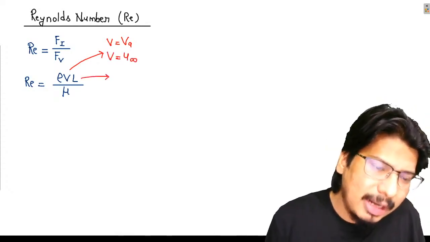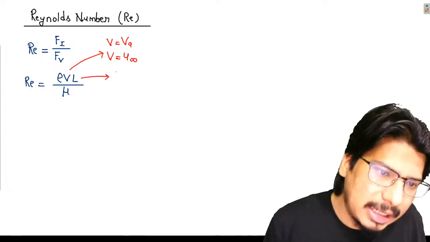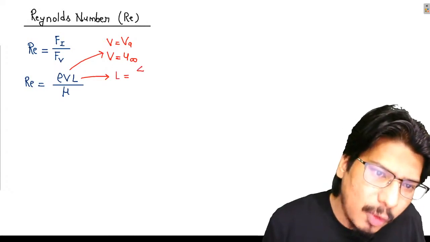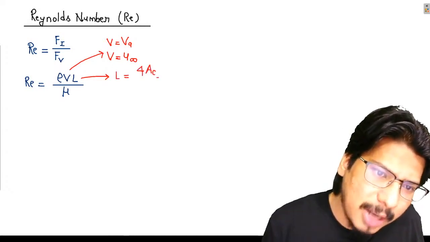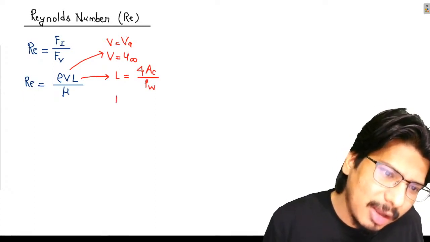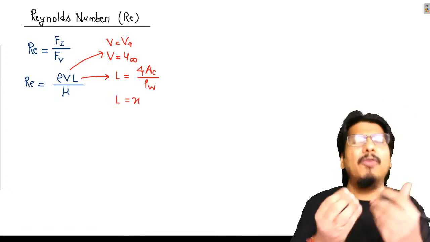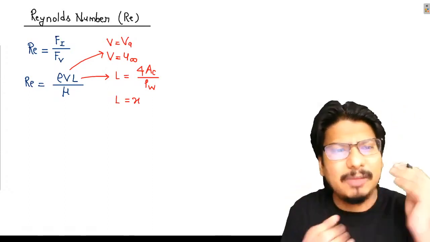What is this capital L? This capital L is the characteristic dimension. For internal flow, this was equal to 4 into area of cross section divided by wetted perimeter. Whereas for flow over plate, the external flow, it was equal to X, basically the distance from the leading edge.